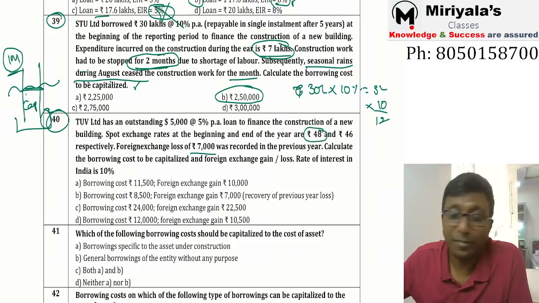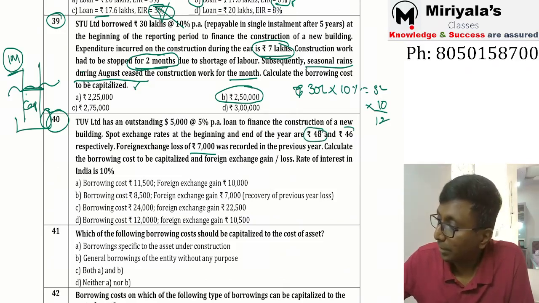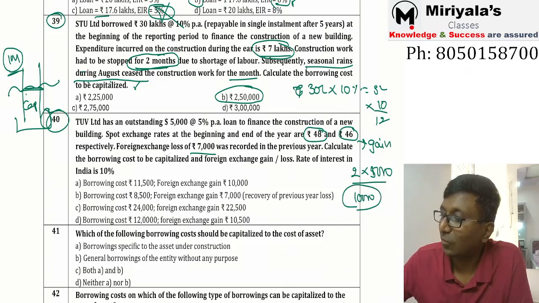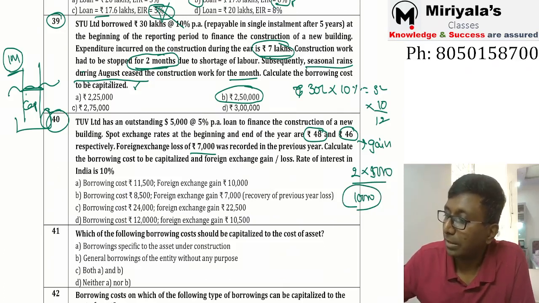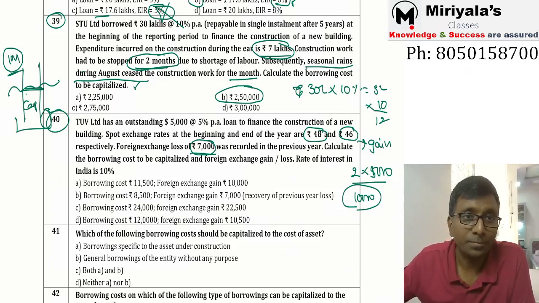How much is it at the beginning? 48,000. How much at the end? 46. That means is it a gain for you? Yes. How much is the gain? 2 rupees per dollar. 2 rupees into 5,000 is equal to how much? That is equal to 10,000 rupees, a foreign exchange gain. But how much foreign exchange loss have you already capitalized with the asset? Assume 7,000 was the capitalization you have done.